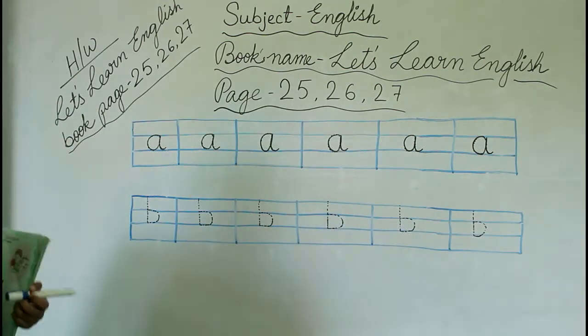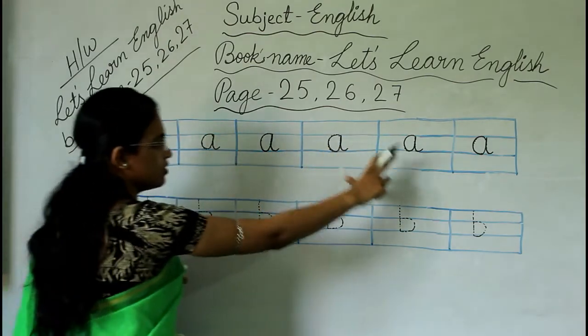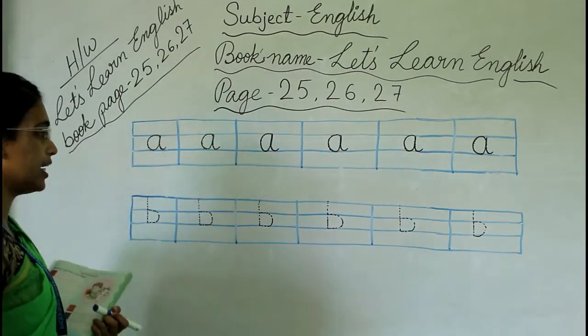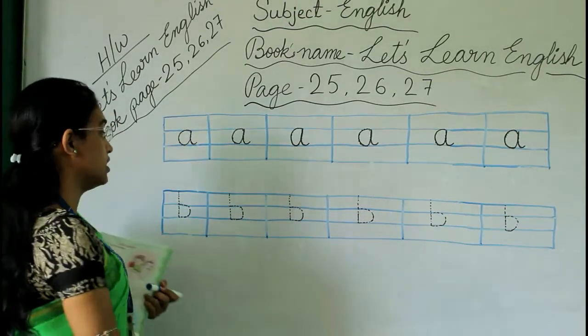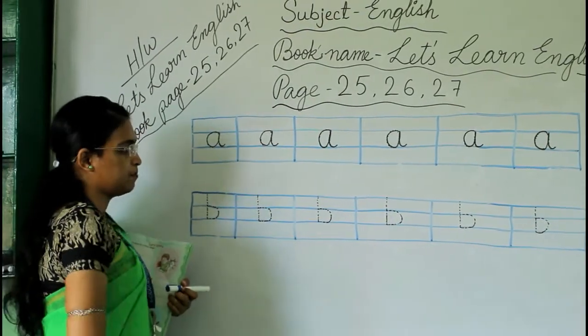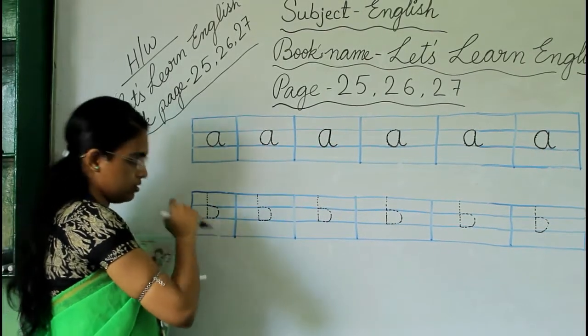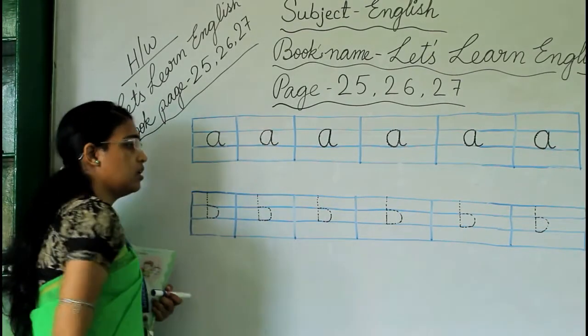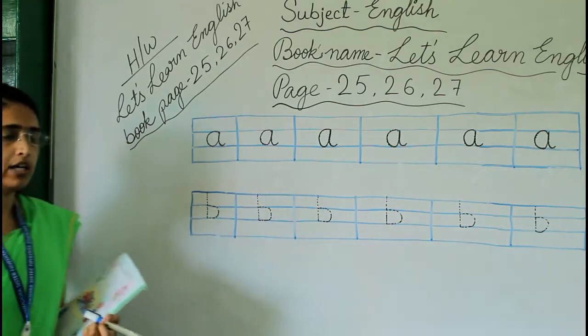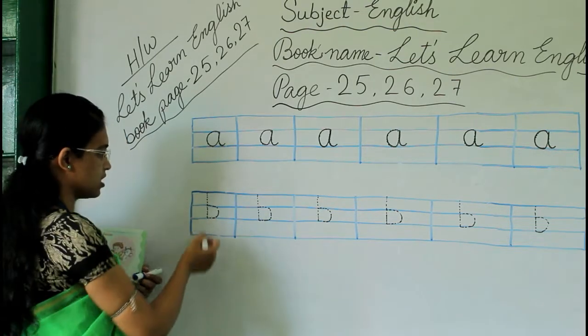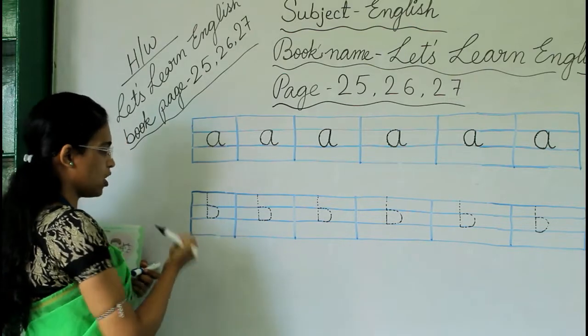So now, which letter is this? This is small letter A. Now after small letter A, which letter comes? Yes, small letter B. Look, I have already written this on the board. Now what do we have to do? We have to trace the letter, okay? So this is small letter B.